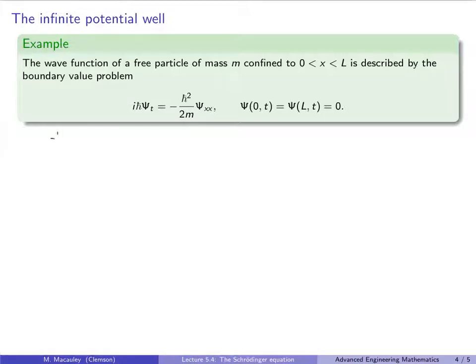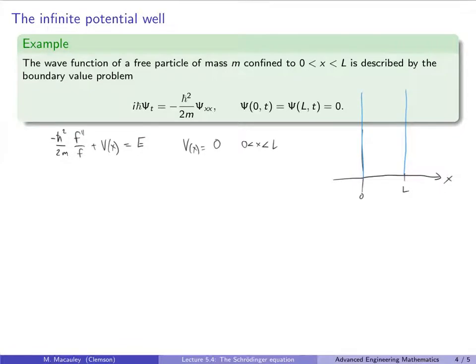So the time-independent Schrödinger equation that we've seen is negative ħ² over 2m times f''/f plus V(x) equals E. So here we are claiming that V(x) is 0 when x is between 0 and L. That's the domain. Suppose this is x, say this is L, and this is of course 0. So our particle is confined in this region. It goes back and forth somehow. It can't ever hop over and escape here.